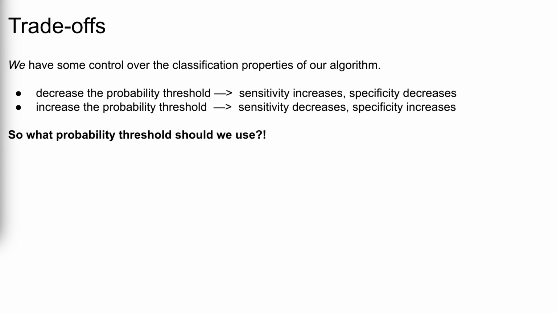This outcome reflects some general patterns in classification algorithms. First, we get to pick which probability threshold to use in our classifications. Thus, we have some control over the classification properties of our algorithm. But we have to consider some trade-offs. We observed that if we decrease the probability threshold, sensitivity increases, but specificity decreases. Similarly, if we were to increase the probability threshold, making it harder to predict rain, specificity would increase at the cost of a decrease in sensitivity.